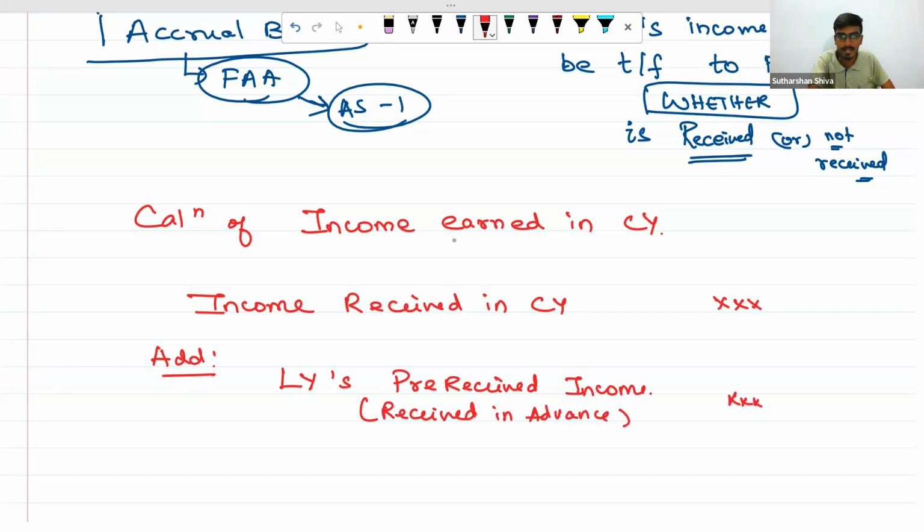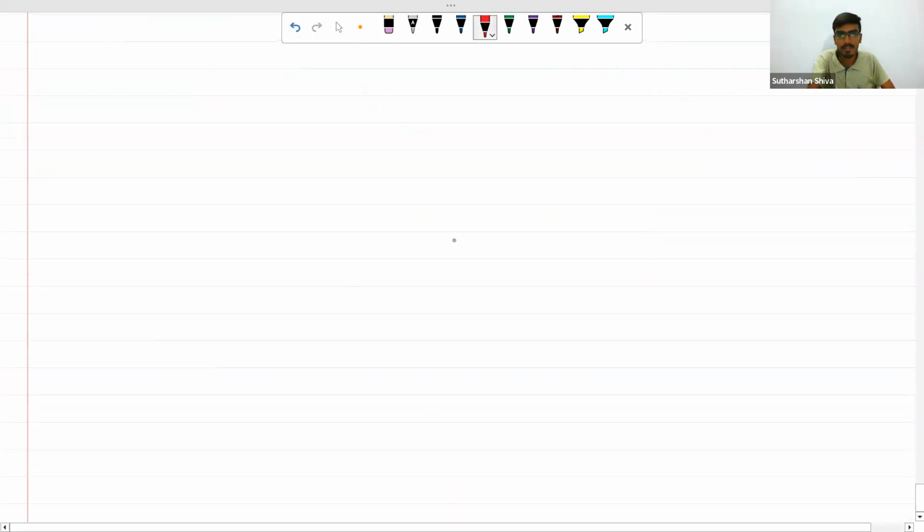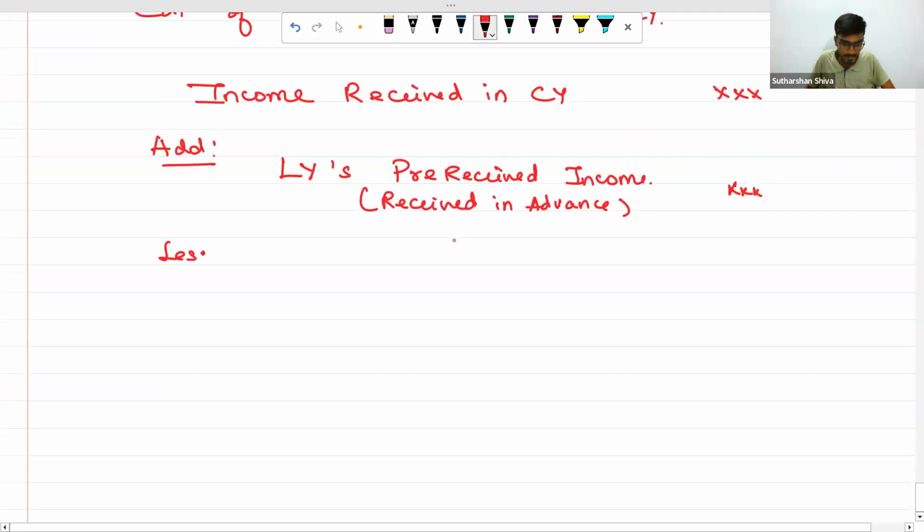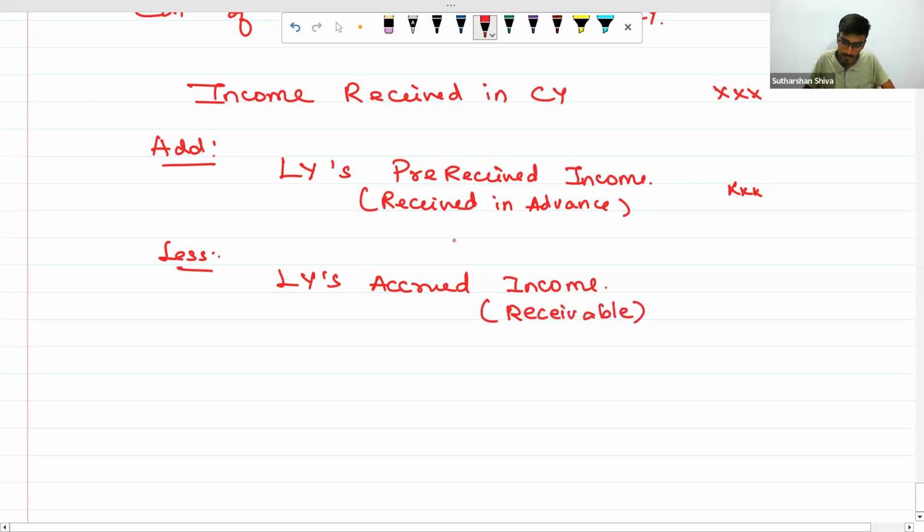And then the next one, I will deduct a few items, that is last year's accrued income. What is accrued income? Income which needs to be received, that is, simply put, receivable. Last year's accrued income means last year's amount I needed to receive. In this current year I am receiving it, so I am going to deduct it from my current year account.